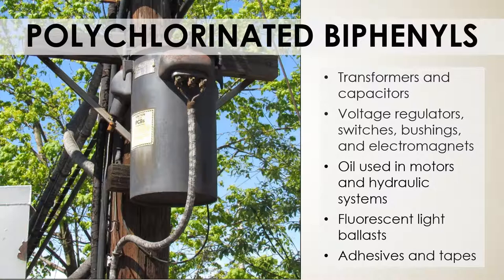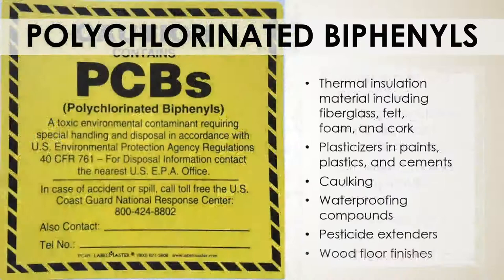One of the things I have to look for when I do an environmental site assessment on a property is old transformers that might not have been replaced in older parts of town that may potentially still contain a PCB, and look for distressed or dead vegetation underneath them. Most of them have been taken out of commission, but that's not to say there aren't still some out there. They have also been used in fluorescent light ballasts, adhesives and tapes, hydraulic systems, motors, thermal insulation, plasticizers and paints, caulking, waterproofing compounds, pesticide extenders. They were used for all kinds of things.